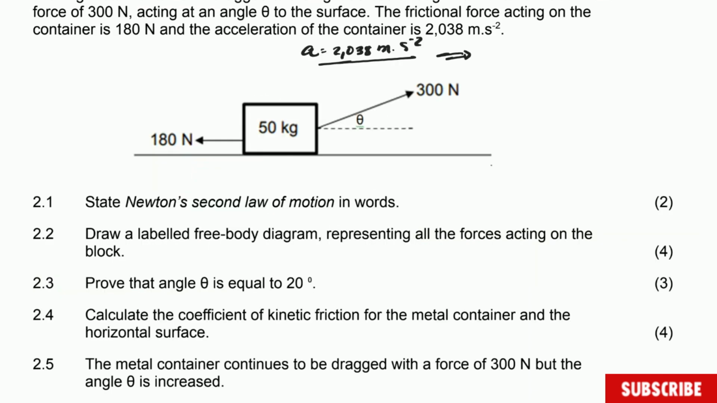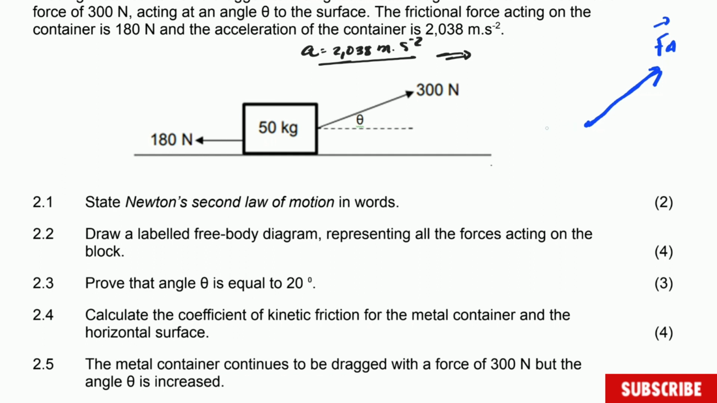Question 2.2. Draw a labelled free body diagram representing all the forces acting on the block. And we can do it on this side here. What forces are acting on the block? First of all, you can see the applied force here, which is pointing with an angle. This here is the applied force, which we can write as applied force FA or just F.